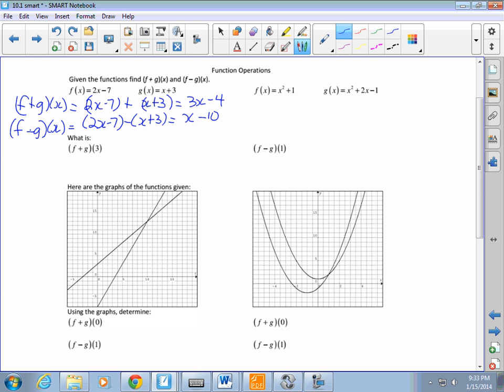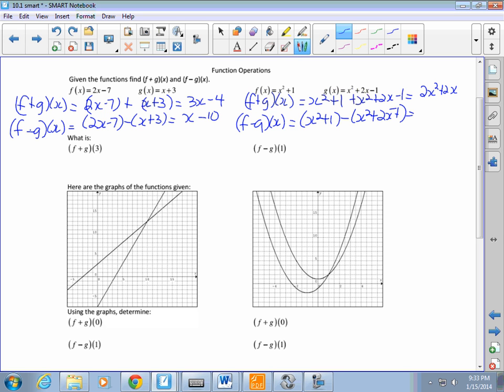So if f of x is equal to x squared plus 1 and g of x is equal to x squared plus 2x minus 1, if I'm adding these functions, I have x squared plus 1 plus x squared plus 2x minus 1. So that is 2x squared plus 2x, and 1 minus 1 is just 0. If I'm subtracting these functions, I have x squared plus 1 minus x squared plus 2x minus 1.